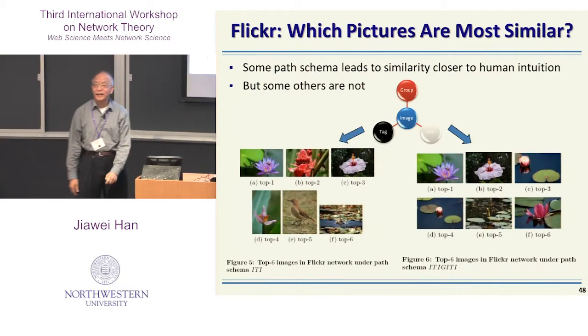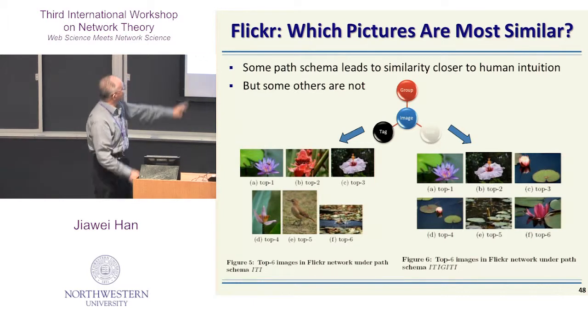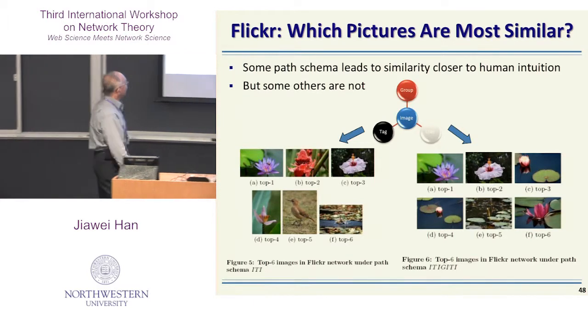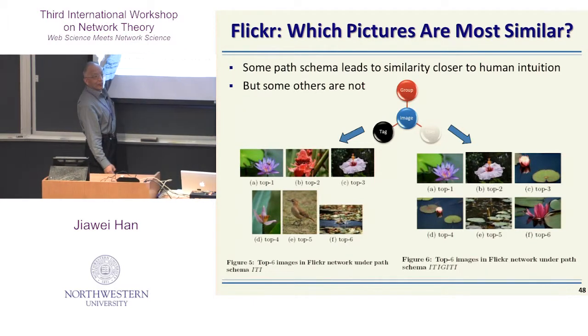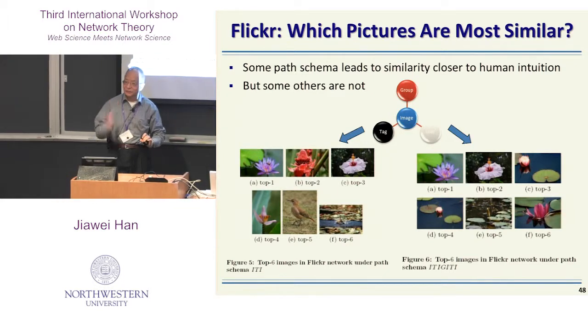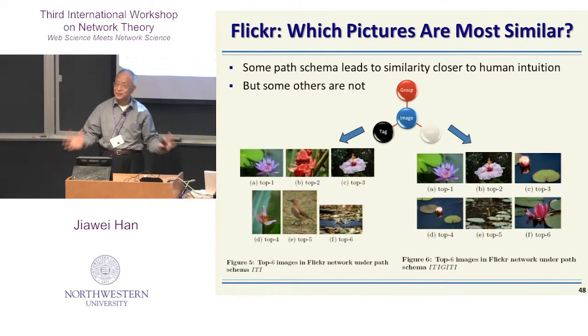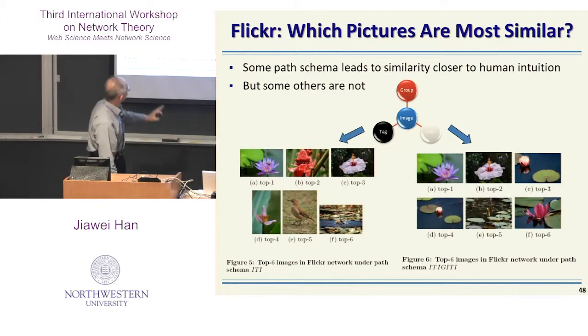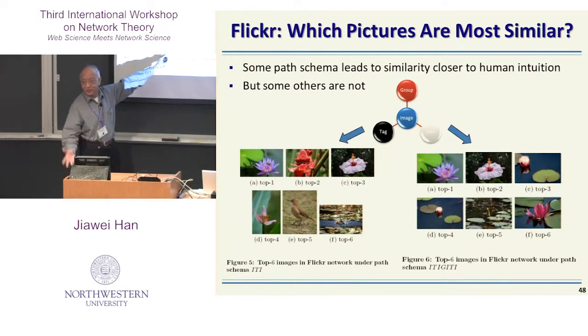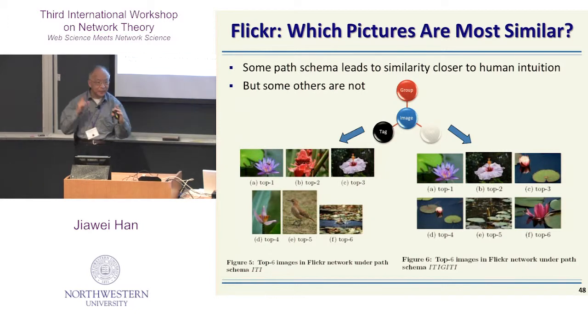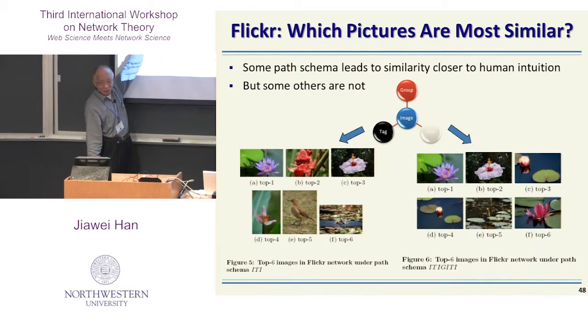And we also tried the same approach on a Flickr network. We pick a lotus flower and put it down here. You use different paths, you get different pictures. You probably see this path is no good. This path is too short. This is called ITI, just based on tags. But people sometimes put tags randomly. You can see this bird definitely is not so similar to this lotus flower.